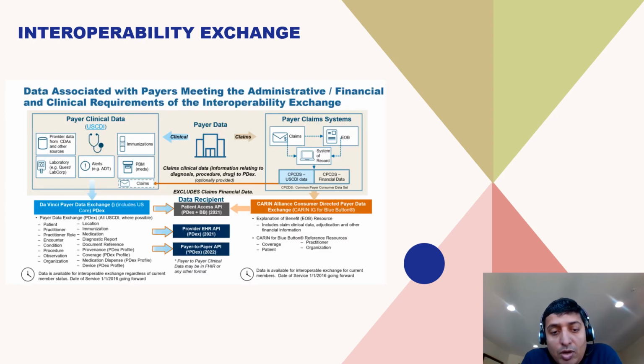Finally, we talk about interoperability exchange. In the current image, towards the left-hand side, we are depicting payer clinical exchange, which is followed using the Da Vinci Payer Data Exchange guide. On the right side of the image, we are talking about the payer claims system, which is following the CARIN Alliance consumer-directed payer data exchange guide. There are some resources which are common across these IGs. The main aim is to implement interoperability both for claims and clinical resources without duplicating the resources.